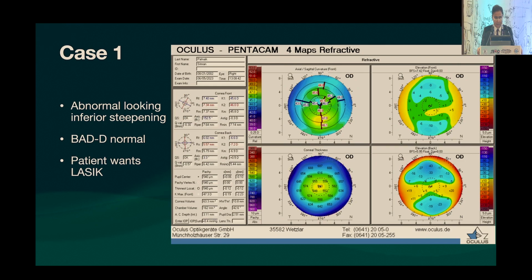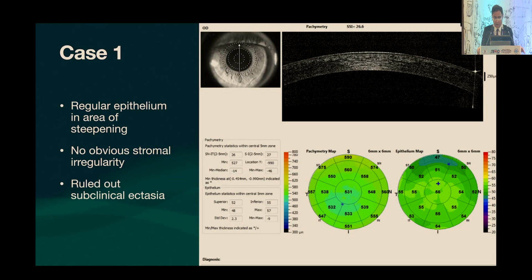I did get a bad D, and the patient wants to have LASIK. So then what did we do? We looked at the epithelium, and you can see that the epithelium is even all around, and we ruled out any subclinical ectasia. So remember that if the patient has anything like a keratoconus, there'll be an epithelial thinning in the area of the keratoconus.